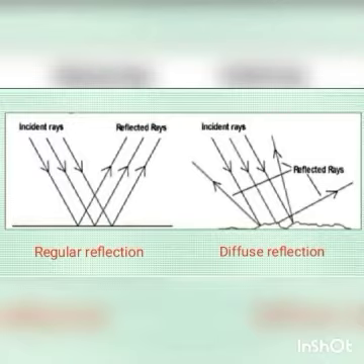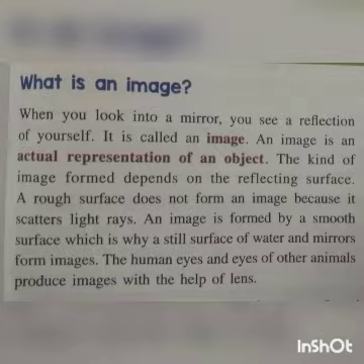Irregular, or diffuse reflection, means light falling on a rough surface gets scattered in different directions. So this diffuses the reflected light. That is why the light reflected from a rough surface does not form a bright spot on the wall. Here are two pictures. The first one is regular reflection and the second one is diffuse, or irregular, reflection of light.